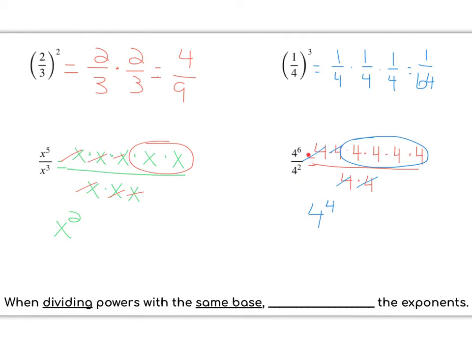Now, look at the problem we started with. 4 to the 6th over 4 squared. Our answer was 4 to the 4th. What do we do with the exponents when we're dividing? When we're dividing powers with the same base, we do what? We subtract the exponents. When you're dividing powers with the same base, you subtract the exponents.